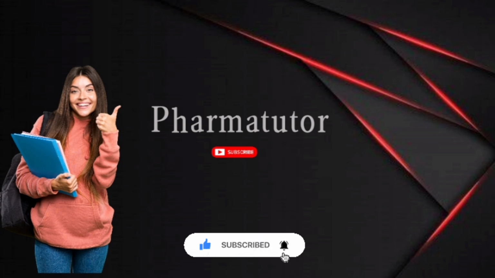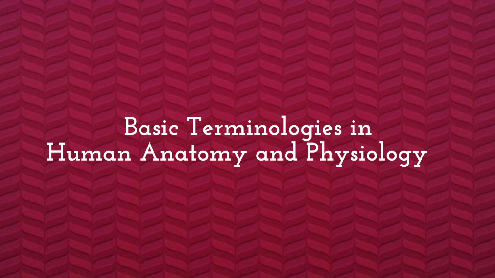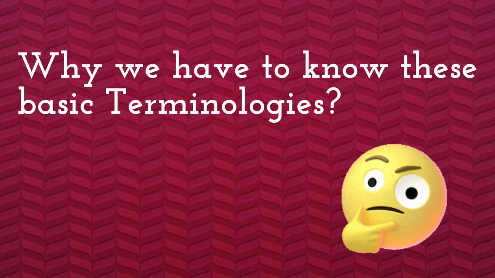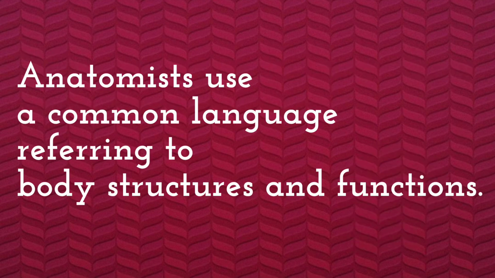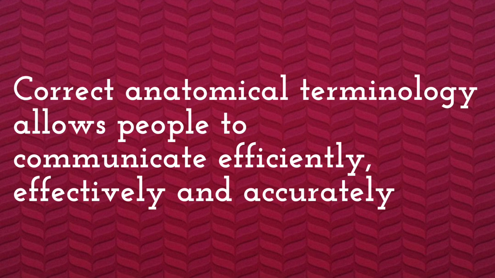In this video, we are going to learn about the basics of human anatomy and physiology, which are the terminologies. So, first, why do we have to know these basic terminologies? And what's the use of that? From the ancient days, anatomists use a common language referring to body structures and functions. The correct anatomical terminology allows people to communicate efficiently, effectively, and accurately.